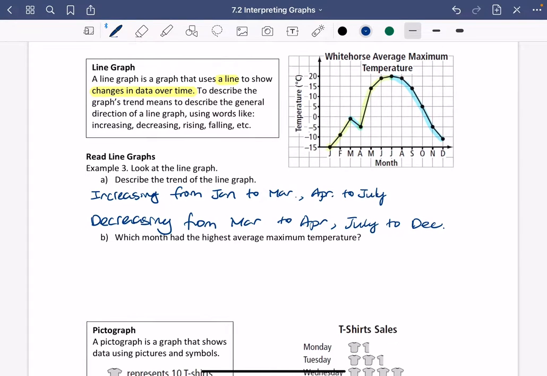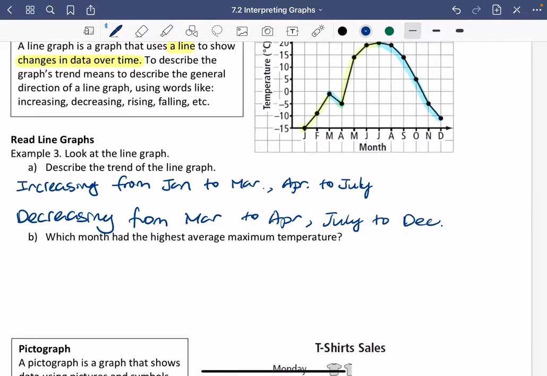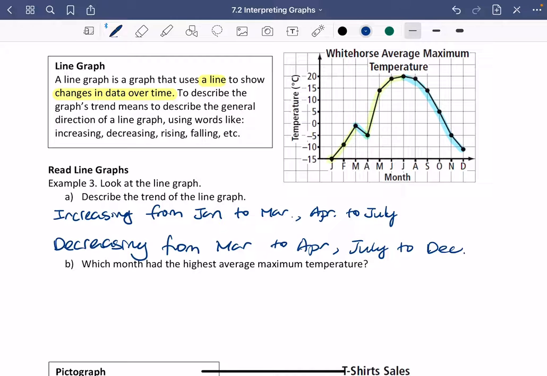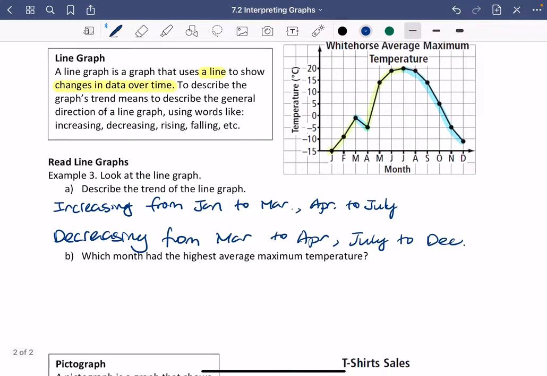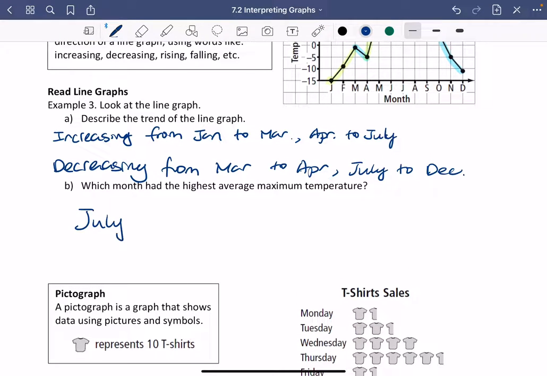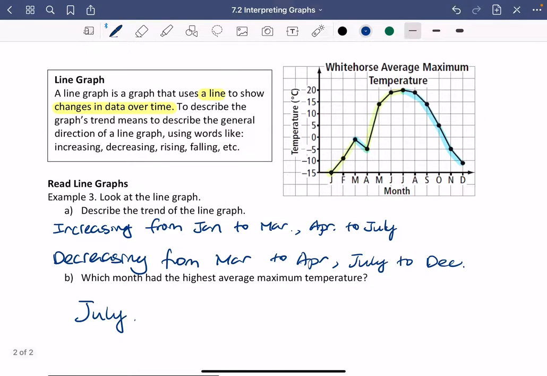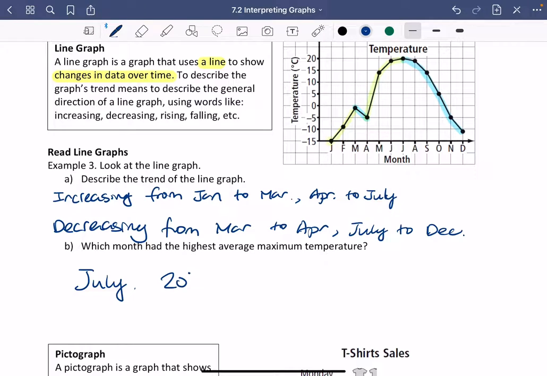Okay, now second question. Which month has the highest average maximum temperature? You can see that the highest point is right here in the middle, and this is the month of July. So in July, you have the highest average maximum temperature, which is 20 degrees Celsius.